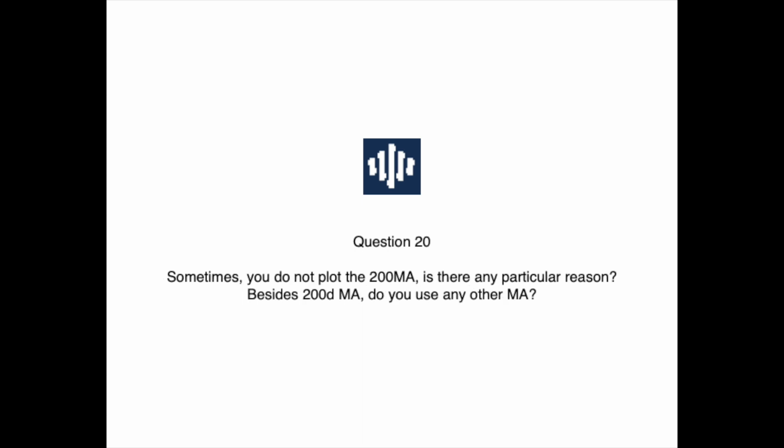Possible. Sometimes you do not plot the 200-day moving average. Is there any particular reason besides the 200-day moving average? Do you use any other moving average? No, there is no particular reason. I do not plot the 200-day moving average because sometimes it is too obvious that the stock is above the 200-day moving average. The times that I plot the 200-day moving average is those times when I would like to show that a chart pattern is finding support above the 200-day moving average. It's hitting constantly to the 200-day on the upside or on the downside.